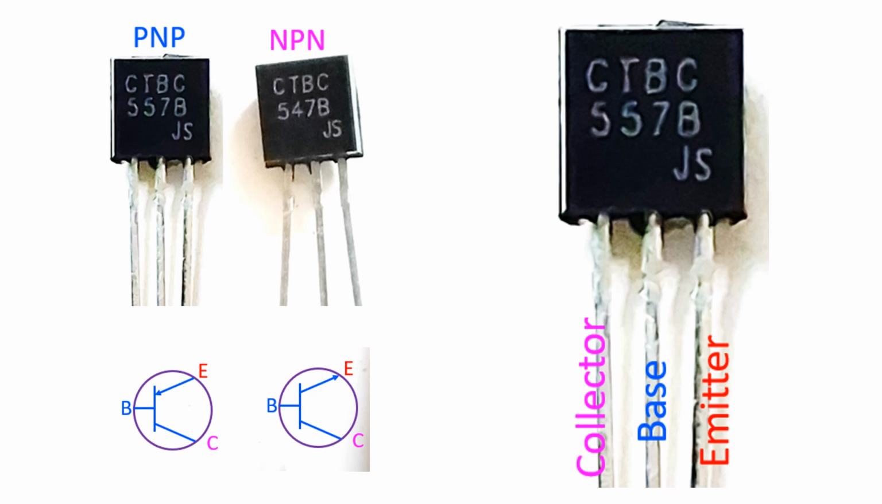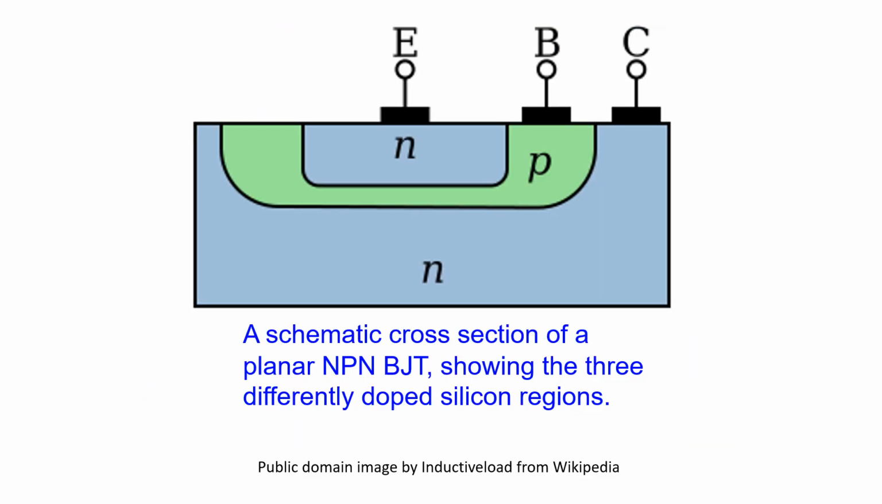That is how BJTs are used for amplification and switching. BJTs are generally grouped into two, NPN and PNP, depending on the types of semiconductors in them. N-type semiconductor has excess of electrons, while P-type semiconductor has a deficit of electrons or holes, which are considered as positive charge carriers and hence the name.